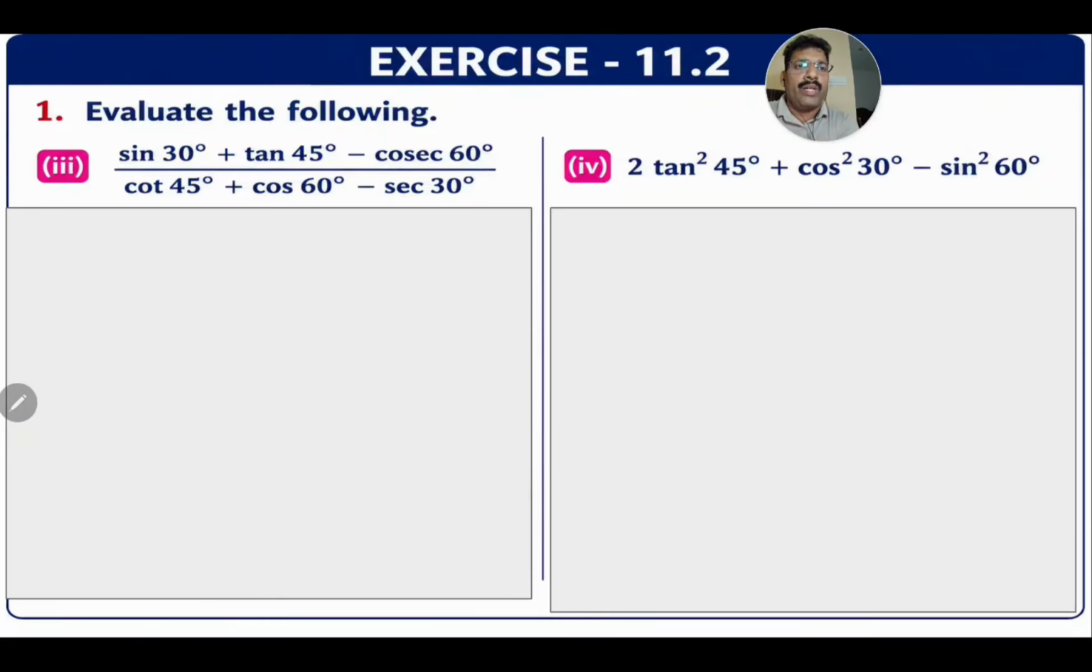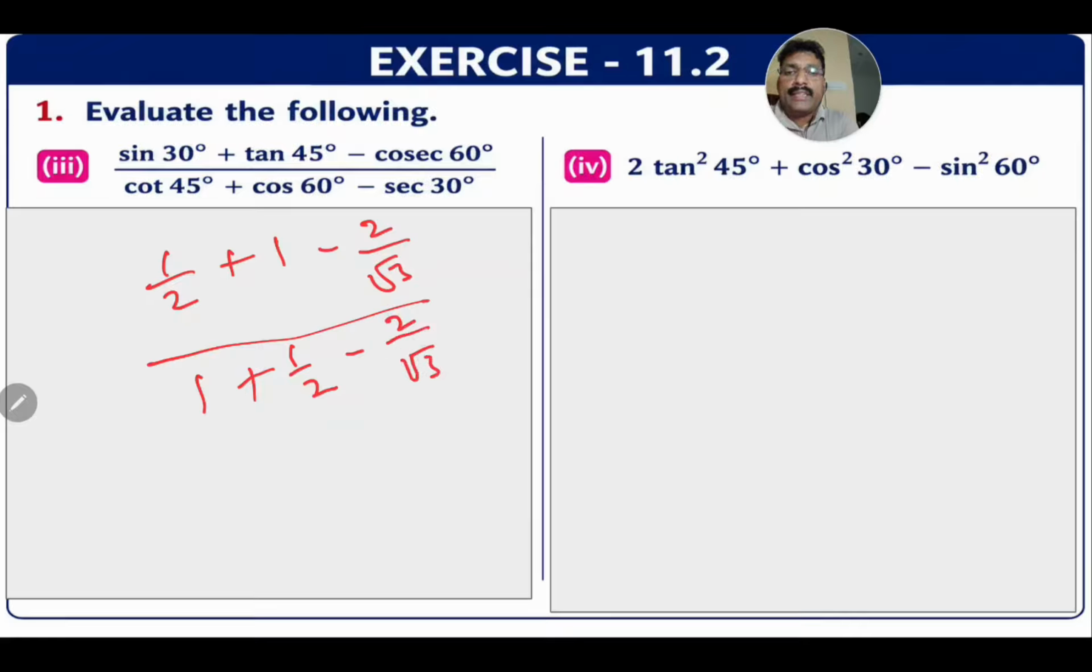Sin 30 degrees value is 1 by 2, tan 45 degrees value is 1, cosecant 60: sin 60 value is root 3 by 2, cosecant 60 value is 2 by root 3, divided by cot 45 degrees value 1, cos 60 value 1 by 2, minus secant 30: cos 30 degrees value is root 3 by 2, secant 30 is 2 by root 3. Cos and secant are reciprocals. Now if you simplify this, you observe numerator contains 1 by 2 plus 1 minus 2 by root 3. Denominator also 1 plus 1 by 2 minus 2 by root 3. Both numerator and denominator are the same. Then they cancel. We will get the final answer as 1.